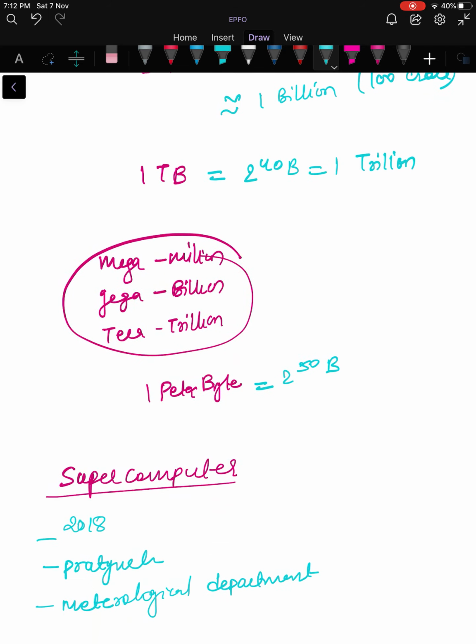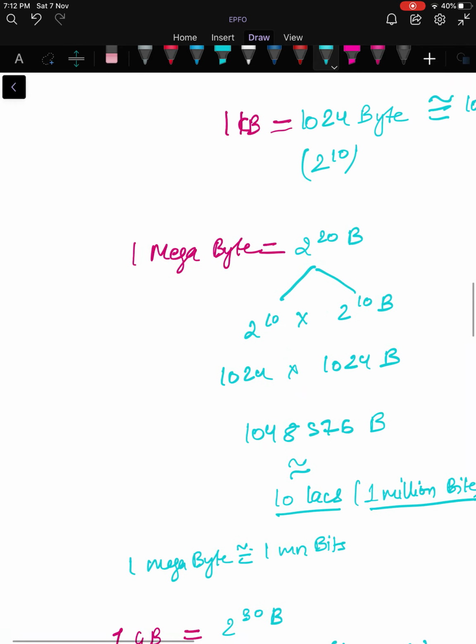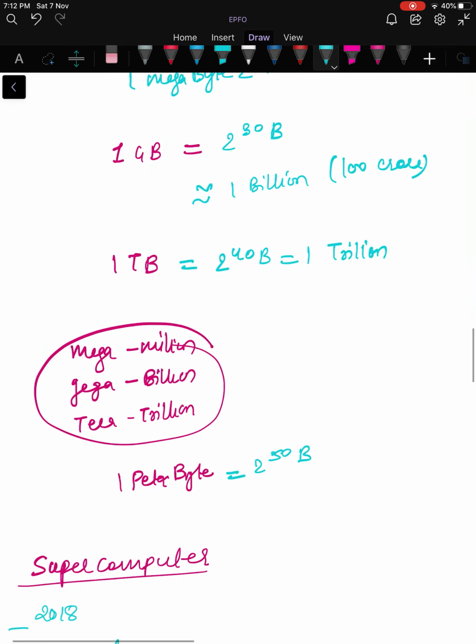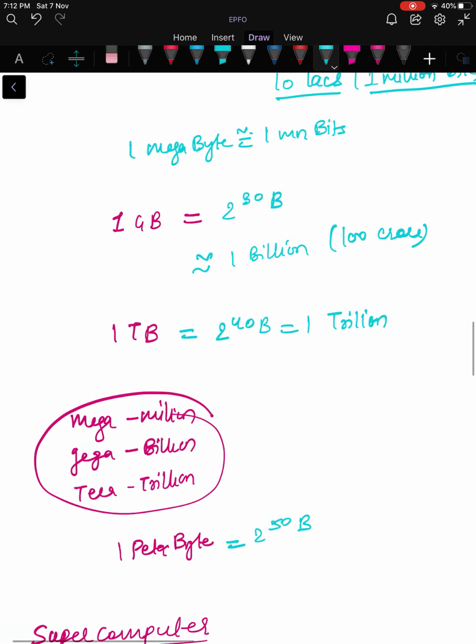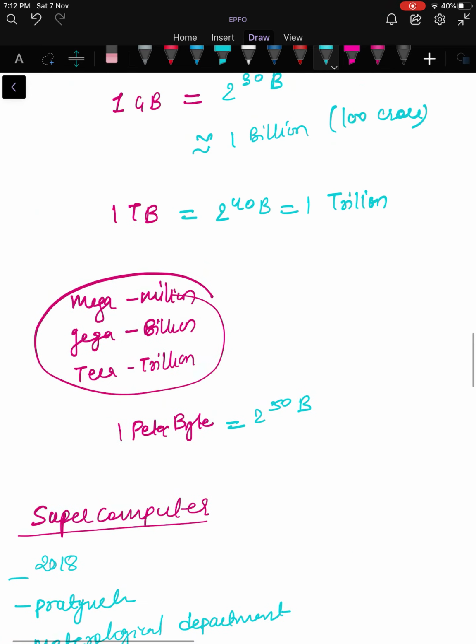So we must remember 1 megabyte equals 2 to the power 20 bytes, 1 gigabyte equals 2 to the power 30 bytes, and 1 terabyte equals 2 to the power 40 bytes.